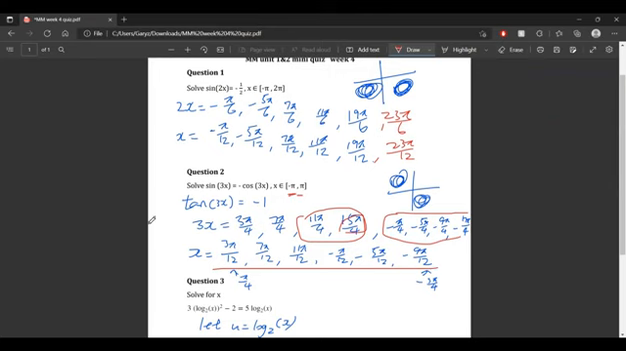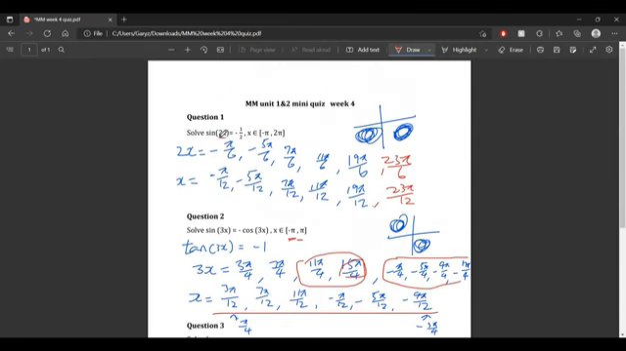Another way you can try to find which solutions are in and which are out of range is to look at the x value in the domain. For example, let's look at question 1. If there's 2x here, then if x is an element of this domain, then 2x is an element of the domain times 2. So if our 2x is within this domain, then x is within that. But if it's outside, then we don't include it.